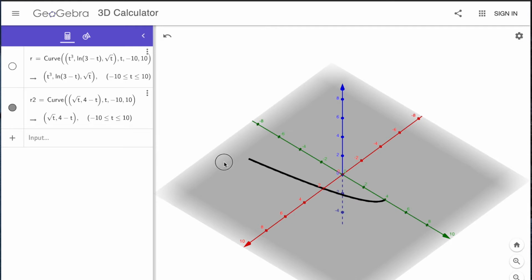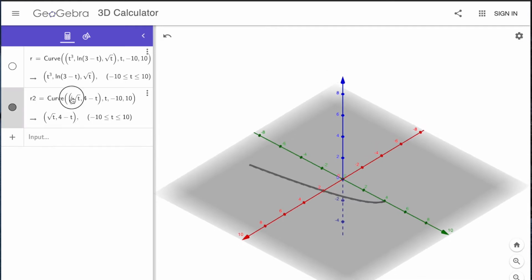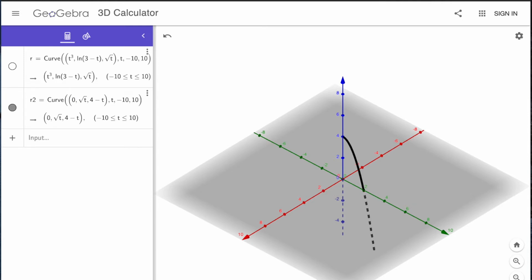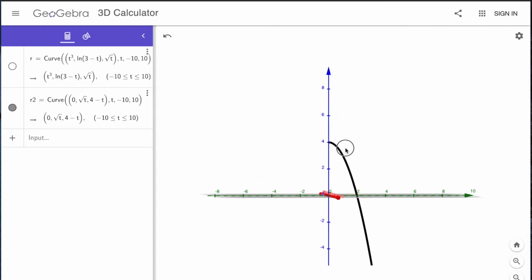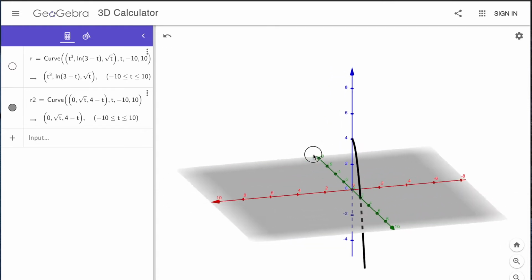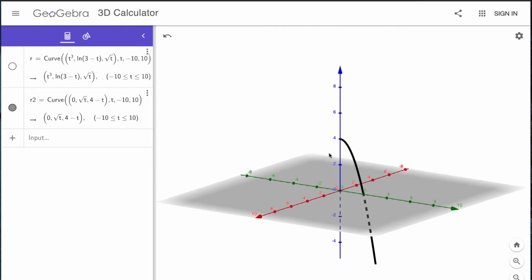If I decide to change things up, like I tell GeoGebra it's a 0 comma, what should happen? We now have a plane curve that's living on the YZ plane only. It doesn't travel at all in the x direction because the x direction's locked in at 0. And this is what I was talking about. If we only have those 2 components, it's going to live on that plane.